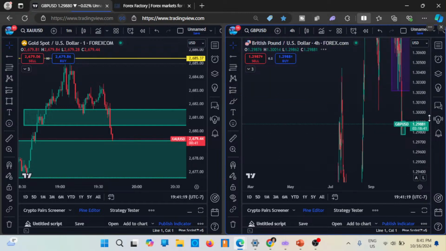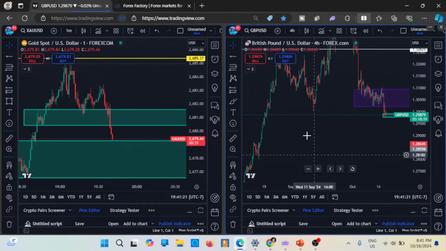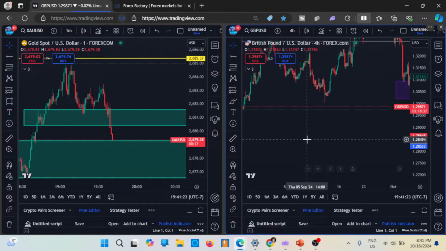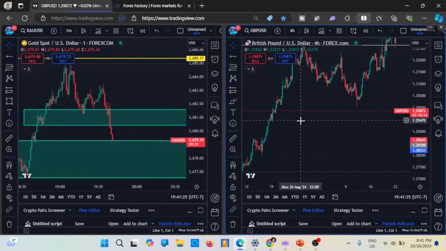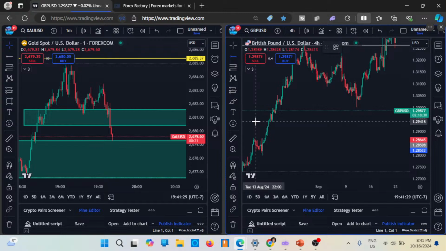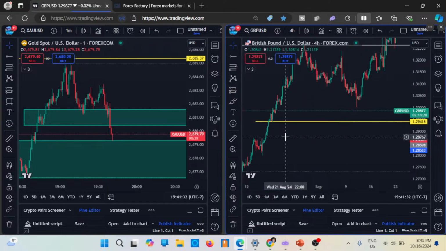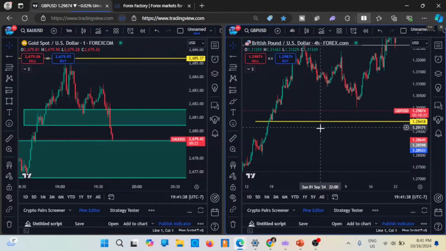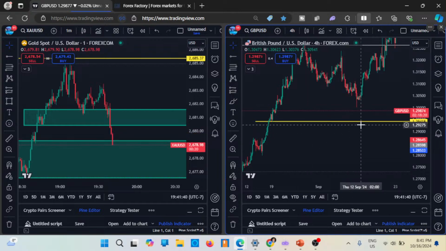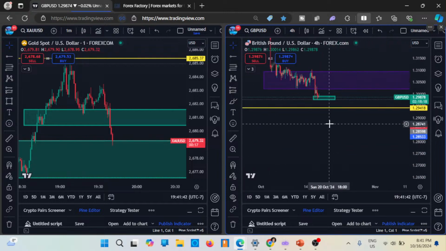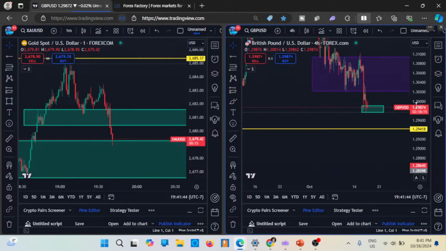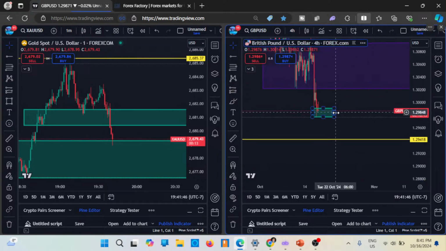In terms of stop loss, I will go to the 4-hour time frame. We want to set our stop loss below the previous low here, which is at 1.2934. So 1.2934 is where we would want to set our stop loss if we're going to take this buy right now on GBP USD.